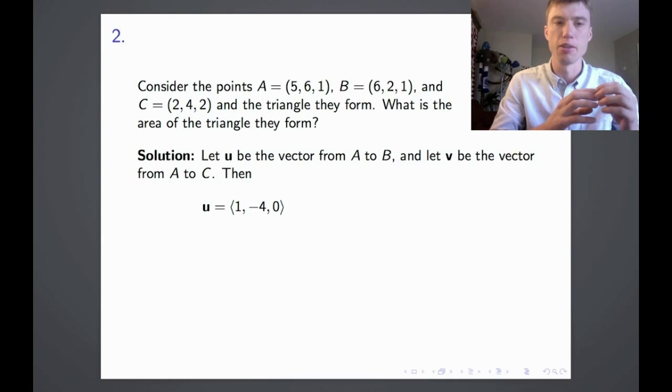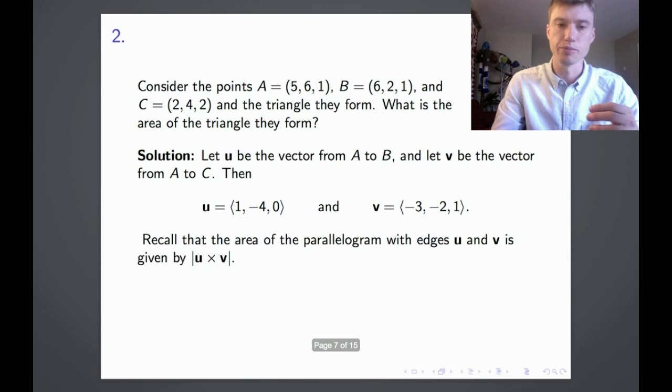Now the vector from A to C can be found in a similar manner. How do we get from A to C? Well, we have to decrease the first coordinate by 3, decrease the second coordinate by 2, and increase the third coordinate by 1. Thus we have the vectors from A to B and the vectors from A to C.